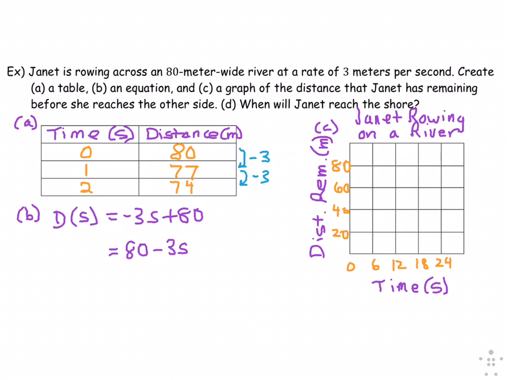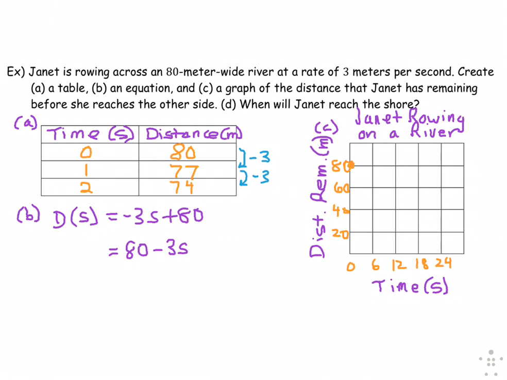Moving on to part C, I have my graph clearly labeled. My independent, which goes with the first column of the table, is going to be time in seconds. And then I have as the dependent axis the range values, the distance remaining in meters, and my title is clear. This is Janet rowing on a river. So we have these data points to plot. Or we could just think about the Y-intercept. So I have then on the y-axis here the data point 0, 80, and then 1, 77, etc.